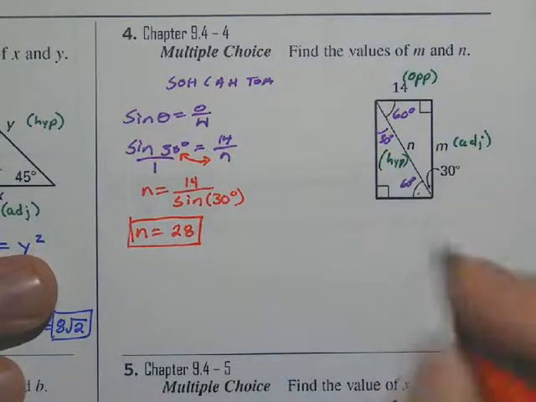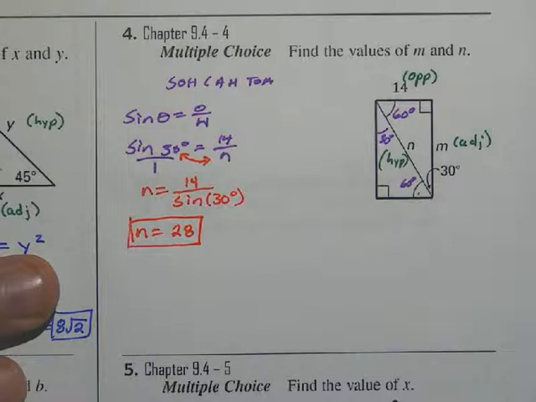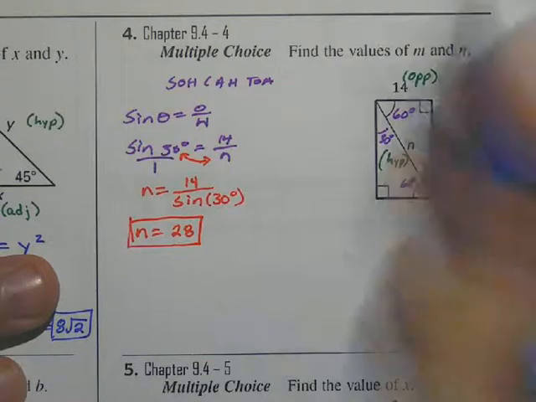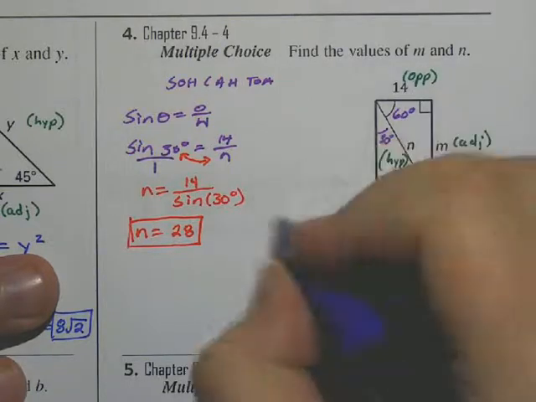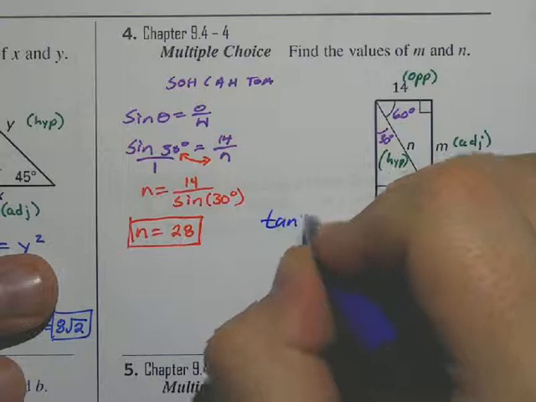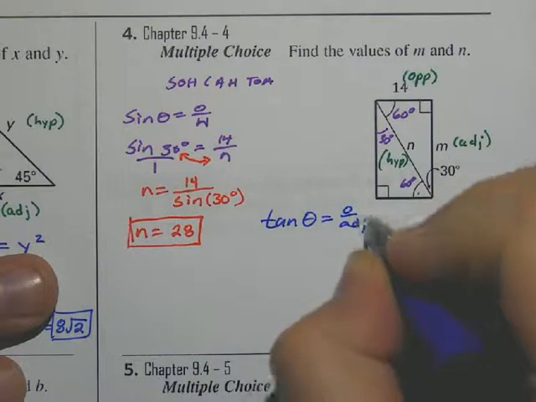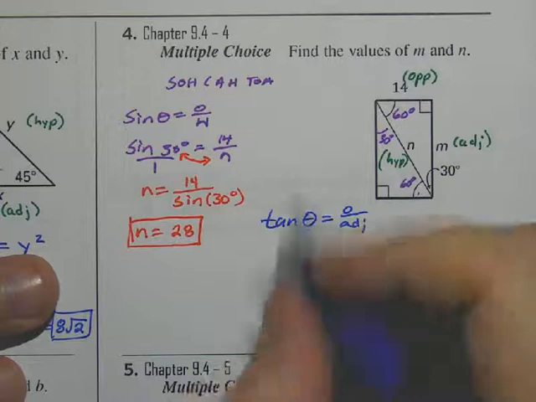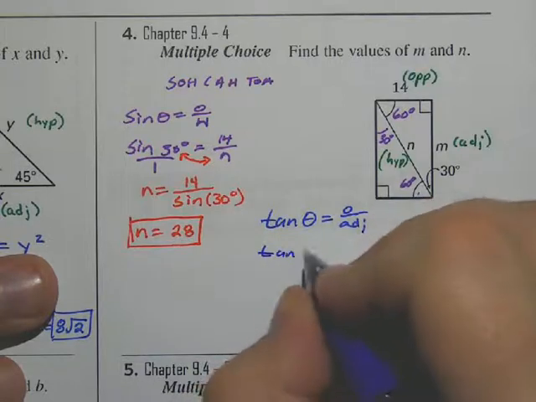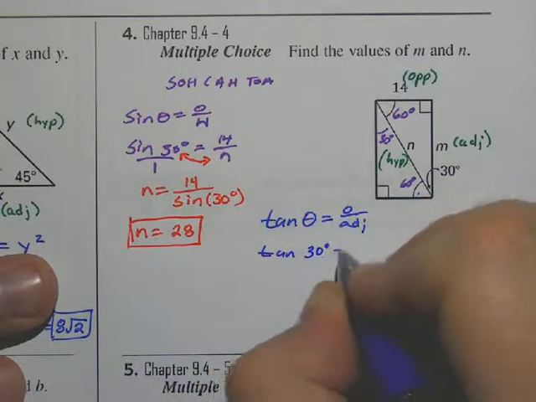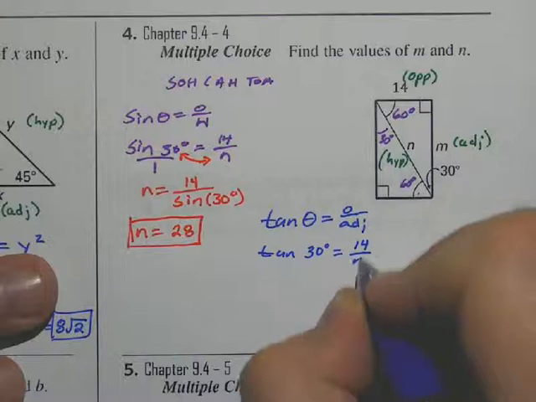Well, I'm going to do the same thing. I'm just going to set up another trig identity. So let's do one that has adjacent with opposite. That's TOA. So tan theta equals opposite over adjacent. And so I'm going to put tan of 30 degrees equals 14 over M.